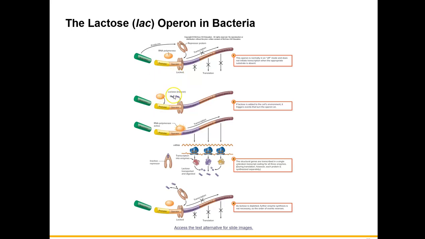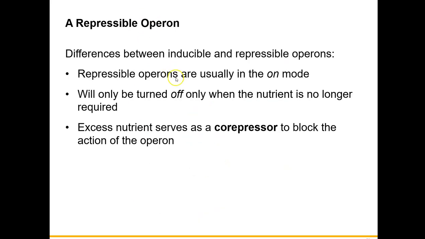But if lactose is there, it's going to induce the operon. It binds to the repressor and makes it fall off, which allows the RNA polymerase to bind and make those genes. As long as lactose is present, the repressor is going to be off and the cell is able to make the enzymes to break down lactose. If lactose is depleted, the repressor is going to be able to attach and shut it down, because you don't need those enzymes if lactose isn't there.